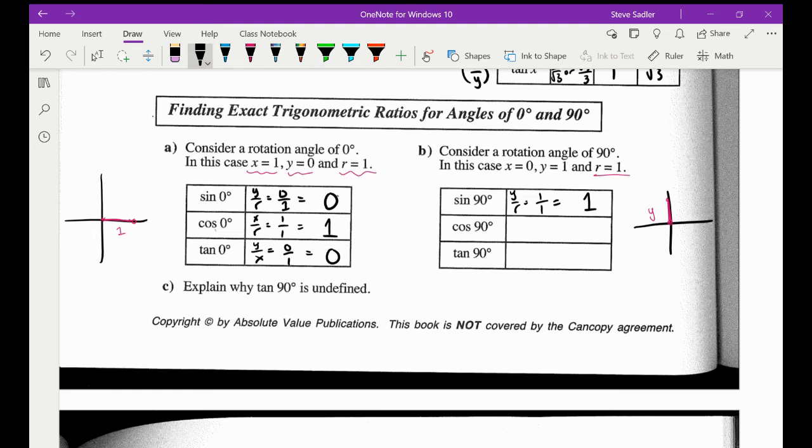Cos of 90 is x over r. In this case, x is 0, r is 1, so we get 0. And tan of 90 is very interesting. Y over x. Y is 1, x is 0. And if you divide anything by 0, we get undefined. So, explain why tan of 90 is undefined. Well, you can't divide by 0. Division by 0 is undefined. You get an error on your calculator.